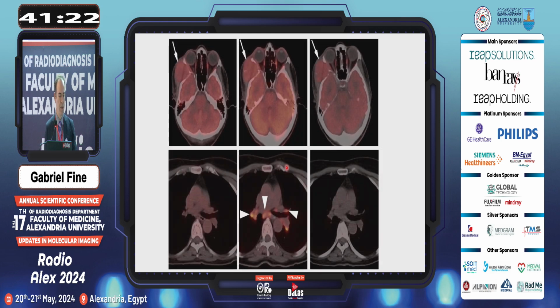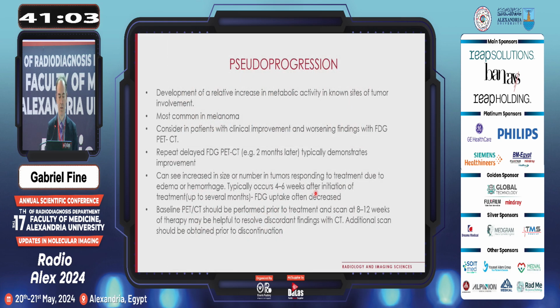This is same patient. Here you can see their primary tumor. Received their treatment, and now you see this hilar adenopathy, subcarinal adenopathy. This is not disease. This is actually related to the immunotherapy. When it stopped, it went away. So we have this term called pseudoprogression. It's development of relative increase in metabolic activity in known sites of tumor involvement. Most commonly we see it in melanoma, but it can be in others too.